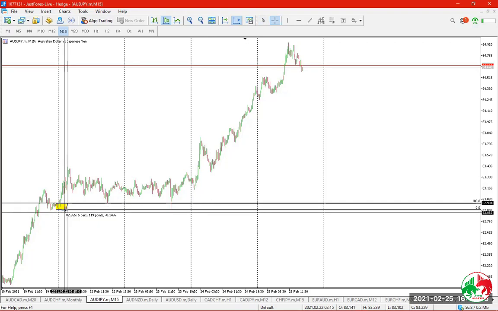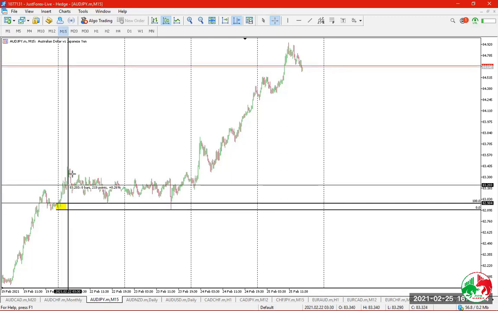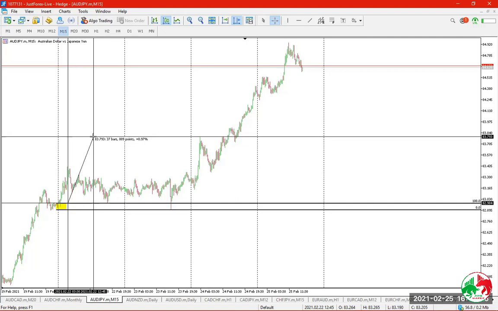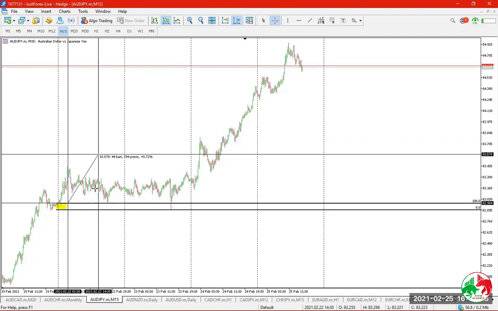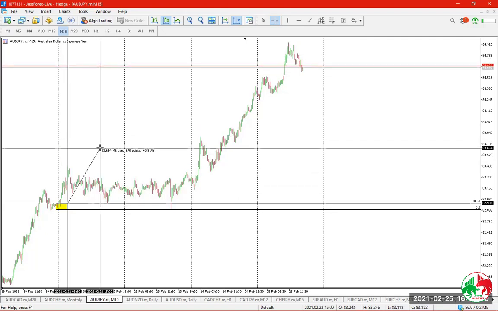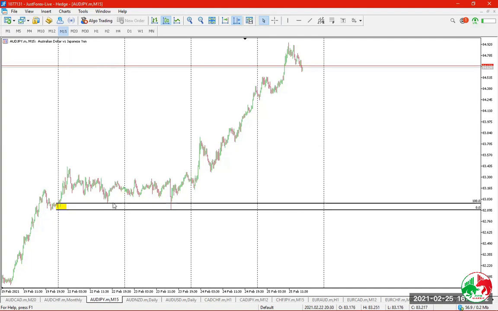So if this is my zone and it's say 10 pips, then it must move 30 pips. So the price should at least move three times or more, not less. It should move at least 30 pips before coming back to revisit the level.